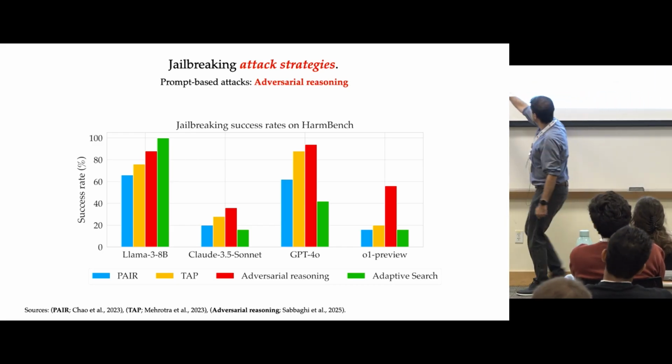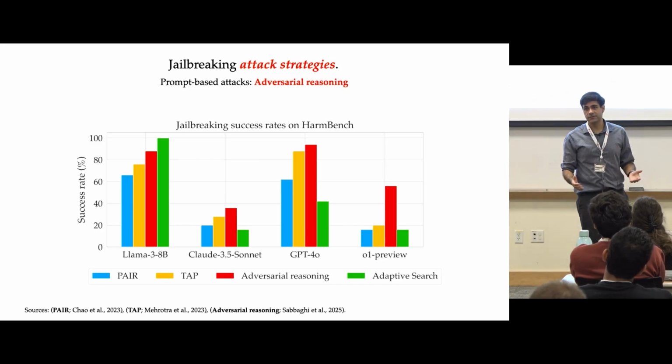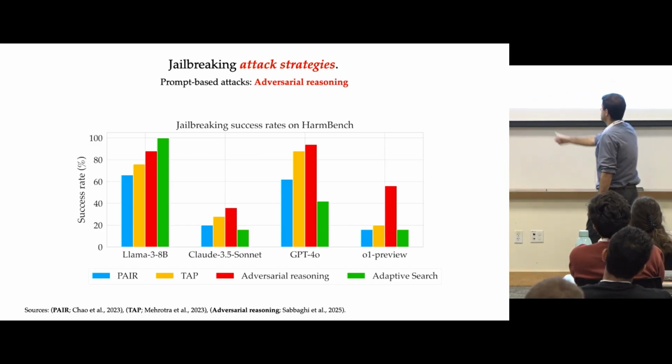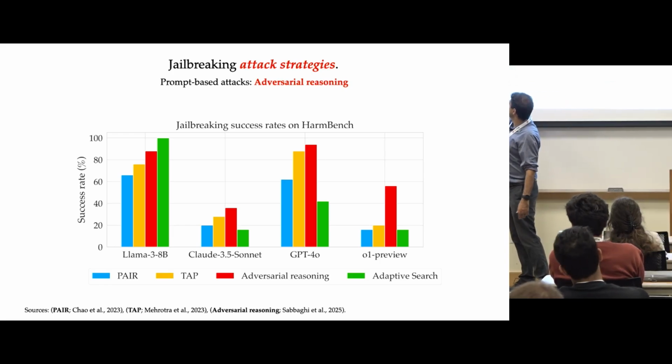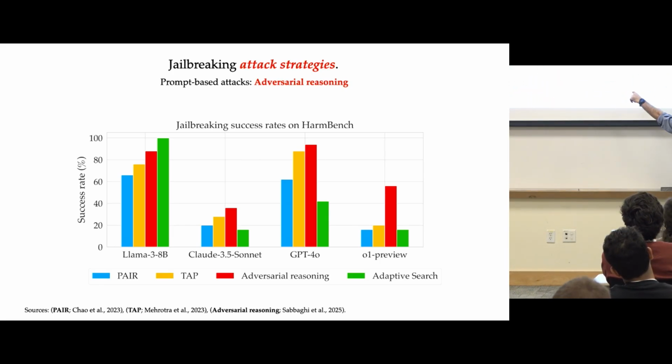You see that on open models, the token level attack works better because it can compute everything, gradients, everything, right? So adaptive search gets 100%, adversarial reasoning gets around 85%. But on closed-box frontier models, you see that adversarial reasoning is actually quite a bit better than the green one, the token level one.